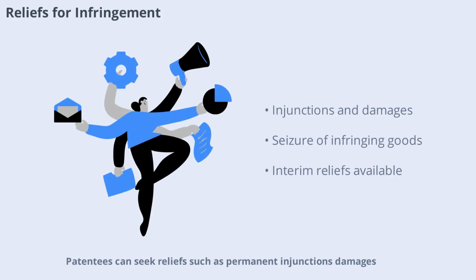Patentees can seek relief such as permanent injunctions, damages, or account of profits in infringement suits. Courts may order seizure, forfeiture, or destruction of infringing goods and tools. Interim reliefs like injunctions and asset attachments help preserve the patentee's market position during litigation. These remedies ensure patentees are compensated and deter unauthorized use.